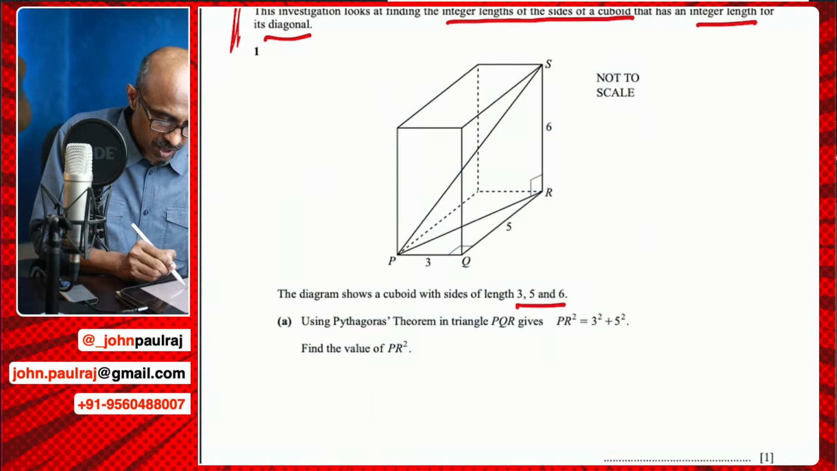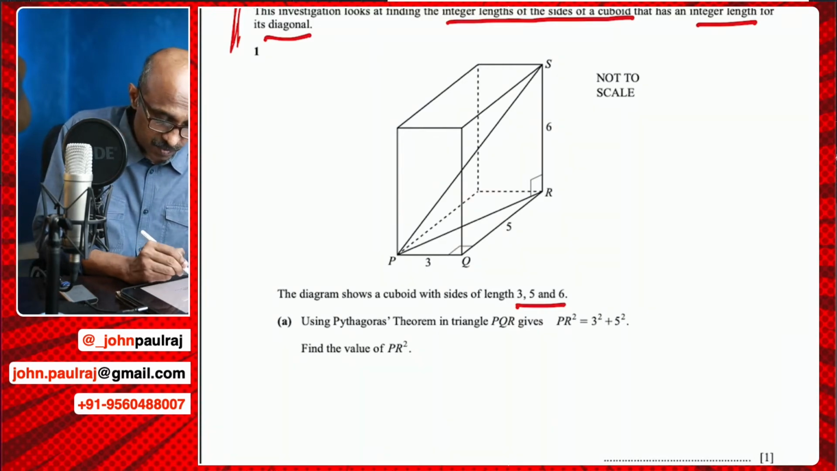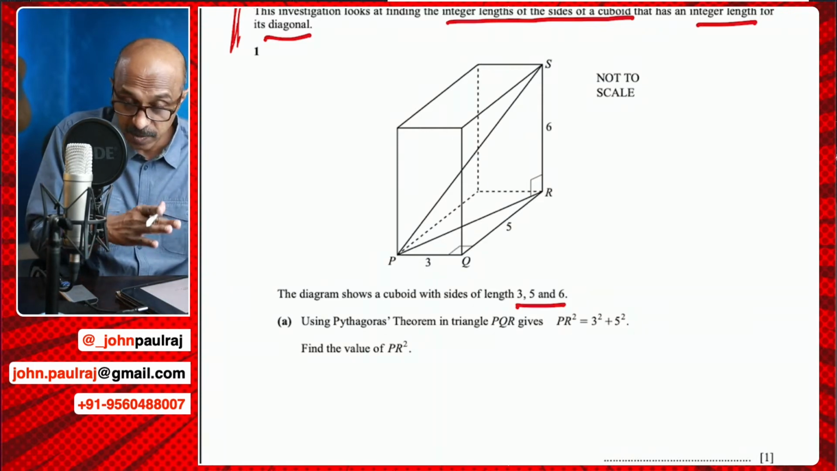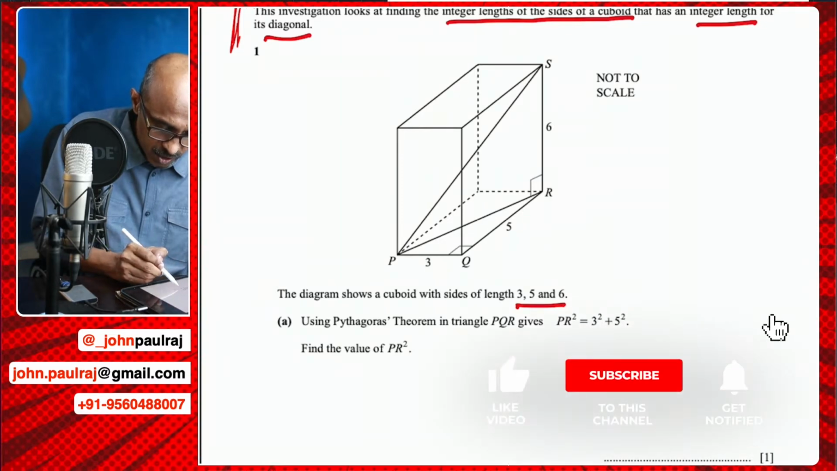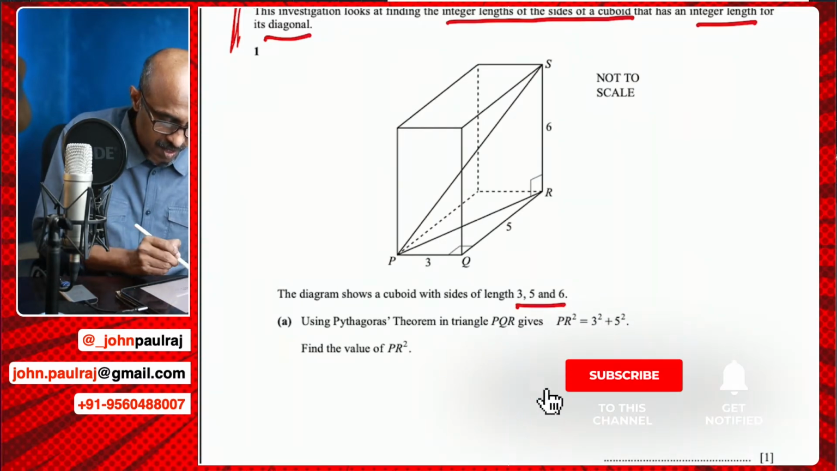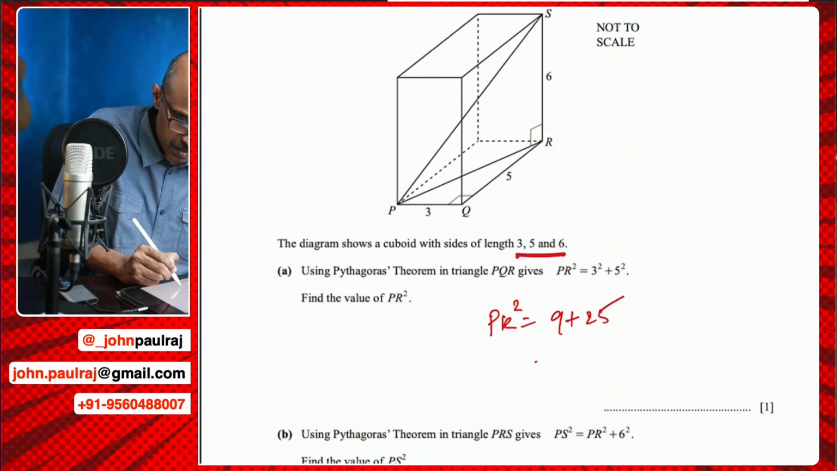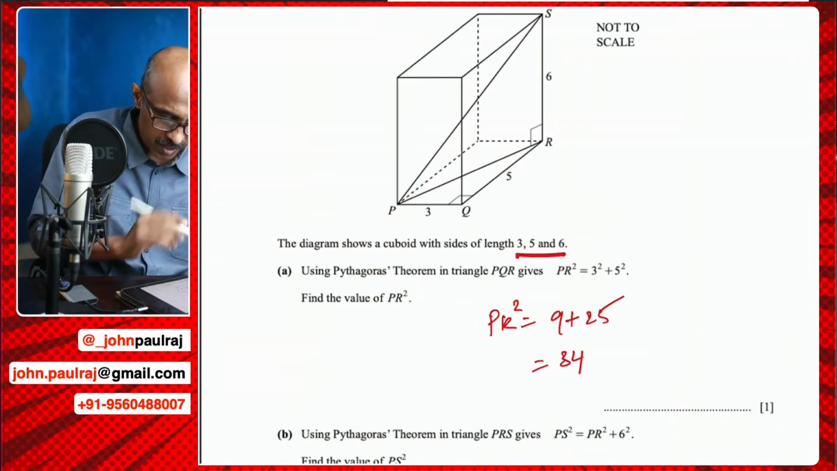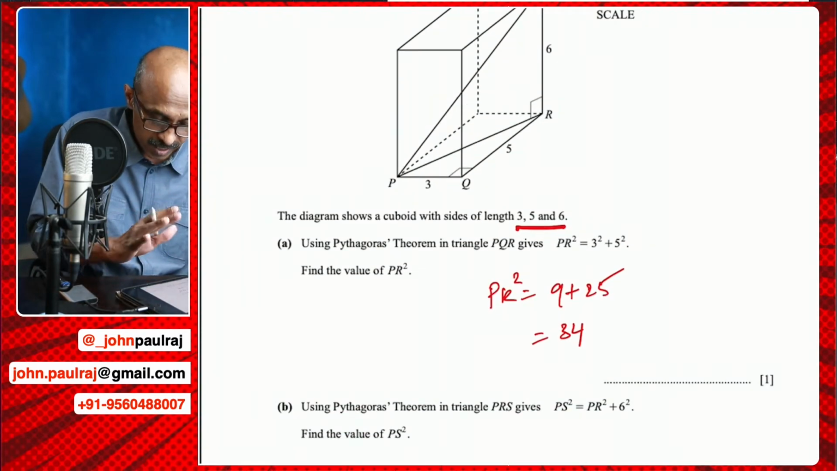Using Pythagoras' theorem in triangle PQR, this is on the base. The base is a rectangle. So PQR is a right angle triangle on the base, with PR the diagonal of the base rectangle. Using Pythagoras' theorem in that triangle PQR gives PR square is equal to 3 square plus 5 square. Find the value of PR square. That should be pretty straightforward. So we can say PR square is 9 plus 25, which is just 34. They've not given any units, but be very careful. This is PR square, not PR. Just leave it at 34.